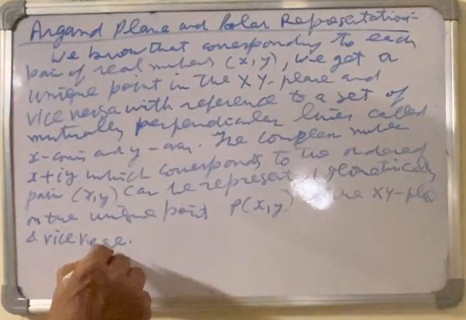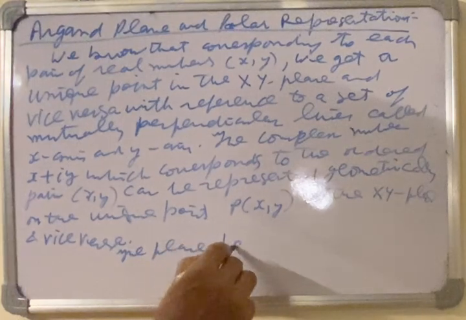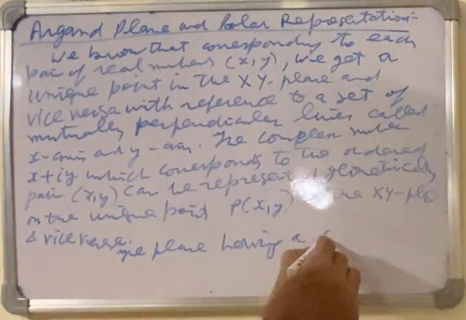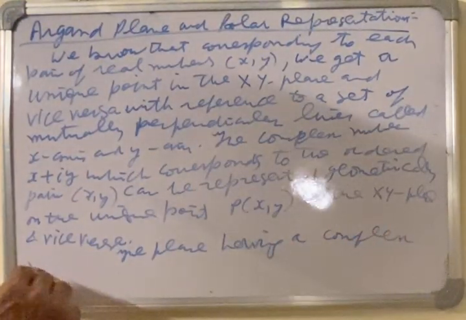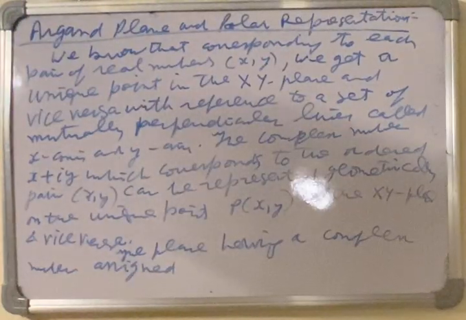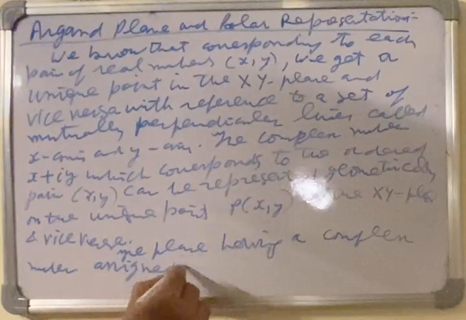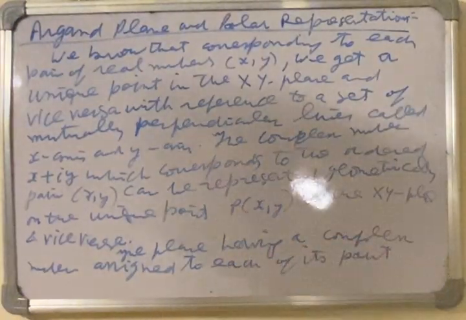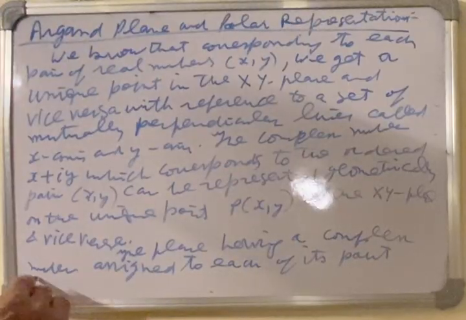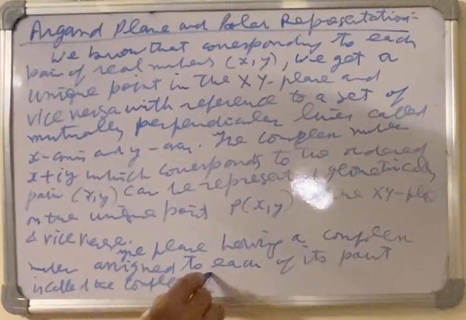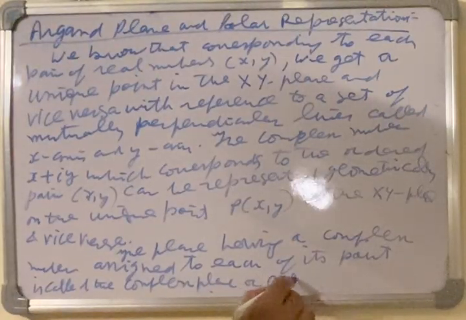The plane having a complex number assigned to each of its points is called the complex plane or Argand plane.